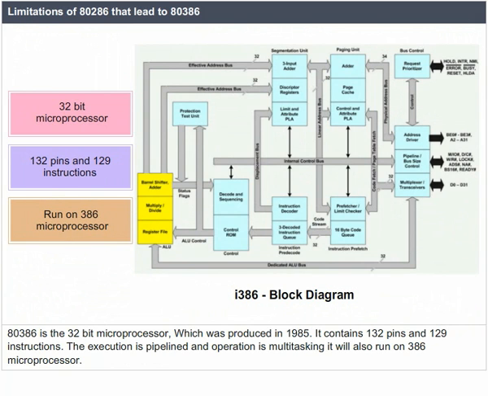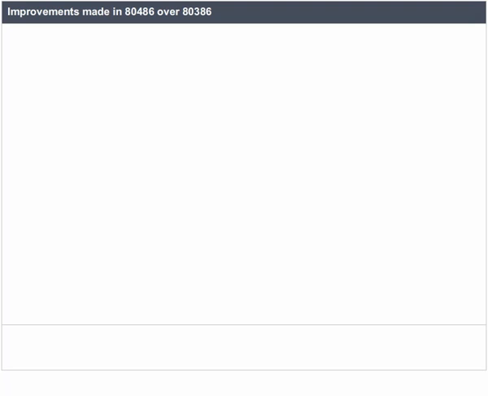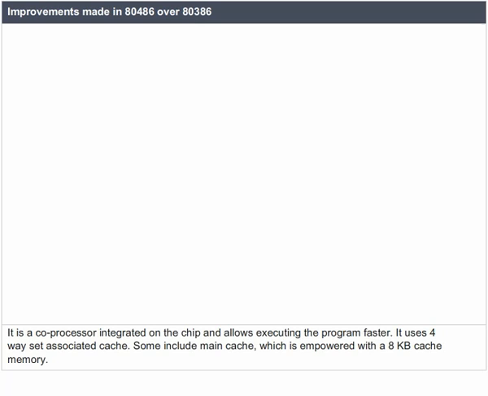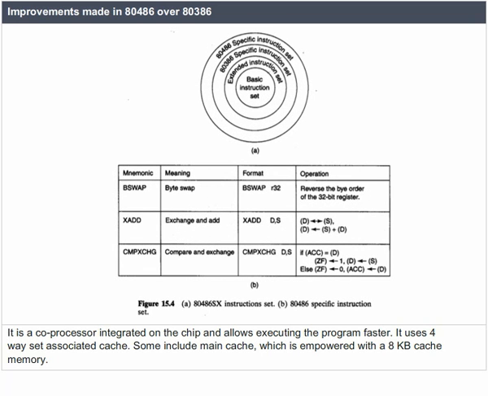Improvements made in the 80486 over the 80386. It has a coprocessor integrated on the chip, which allows executing programs faster. It uses a 4-way set-associative cache. Some include a main cache, which is empowered with 8 KB of cache memory.